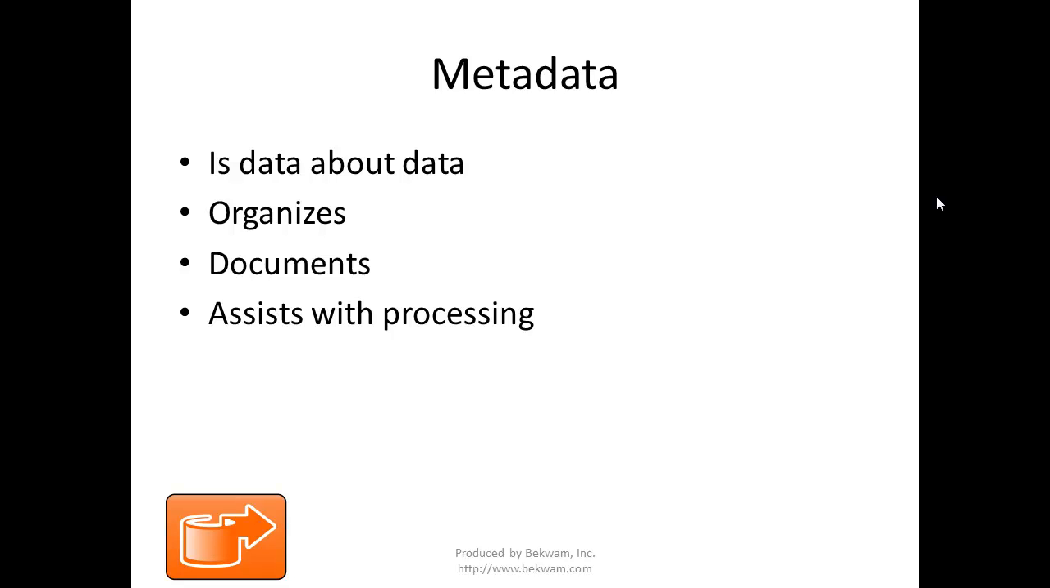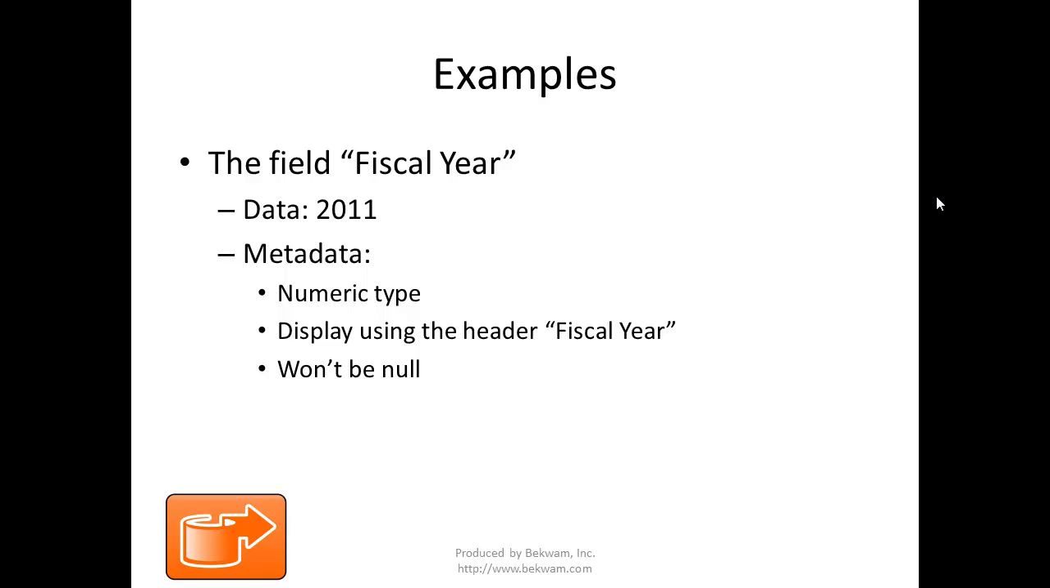One of the viewers had asked, what is metadata? Metadata is data about data. It organizes, documents, and helps with processing of records. Some examples: if you have a field fiscal year, data would be values like 2011, 2010, 2009. It would be the contents that are stored in that particular field.